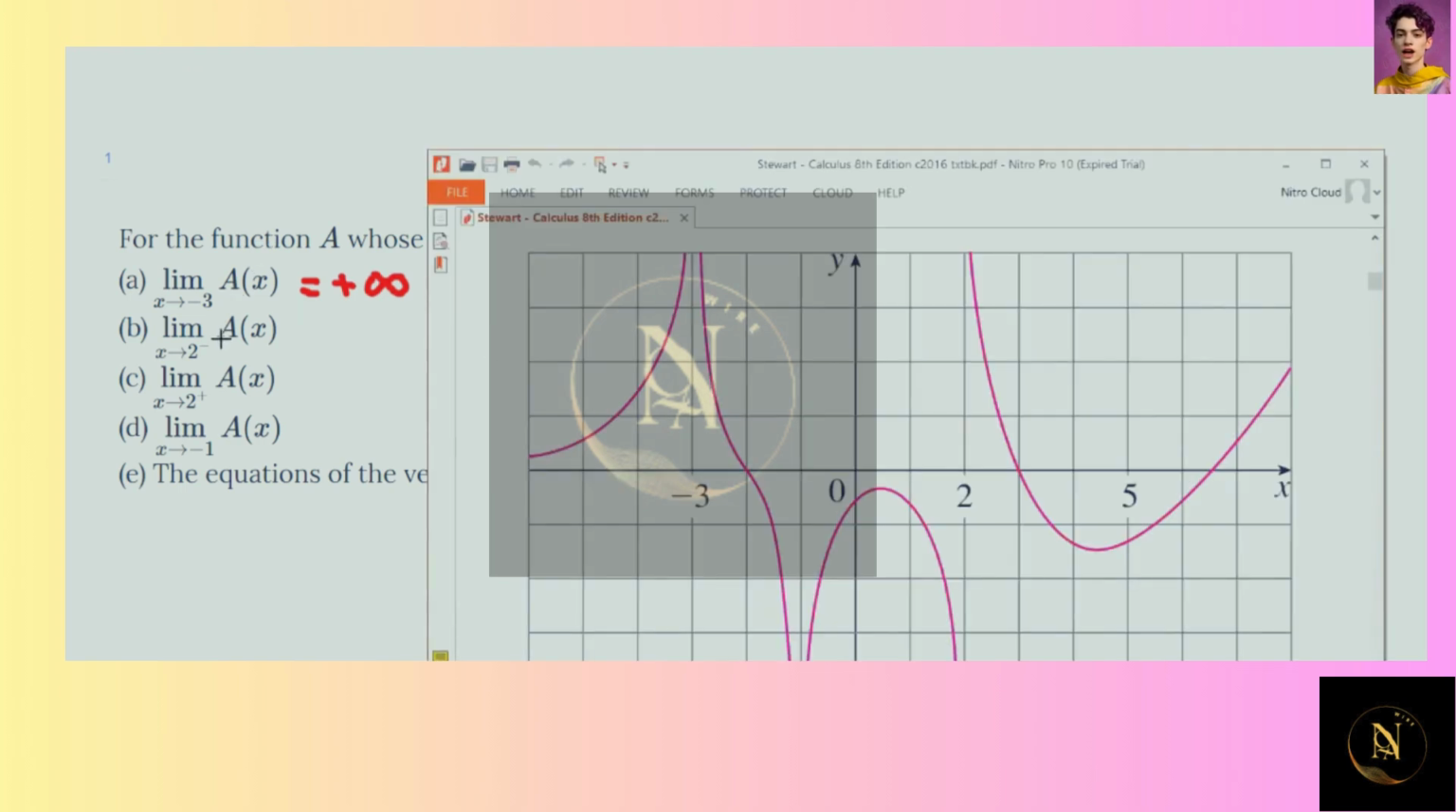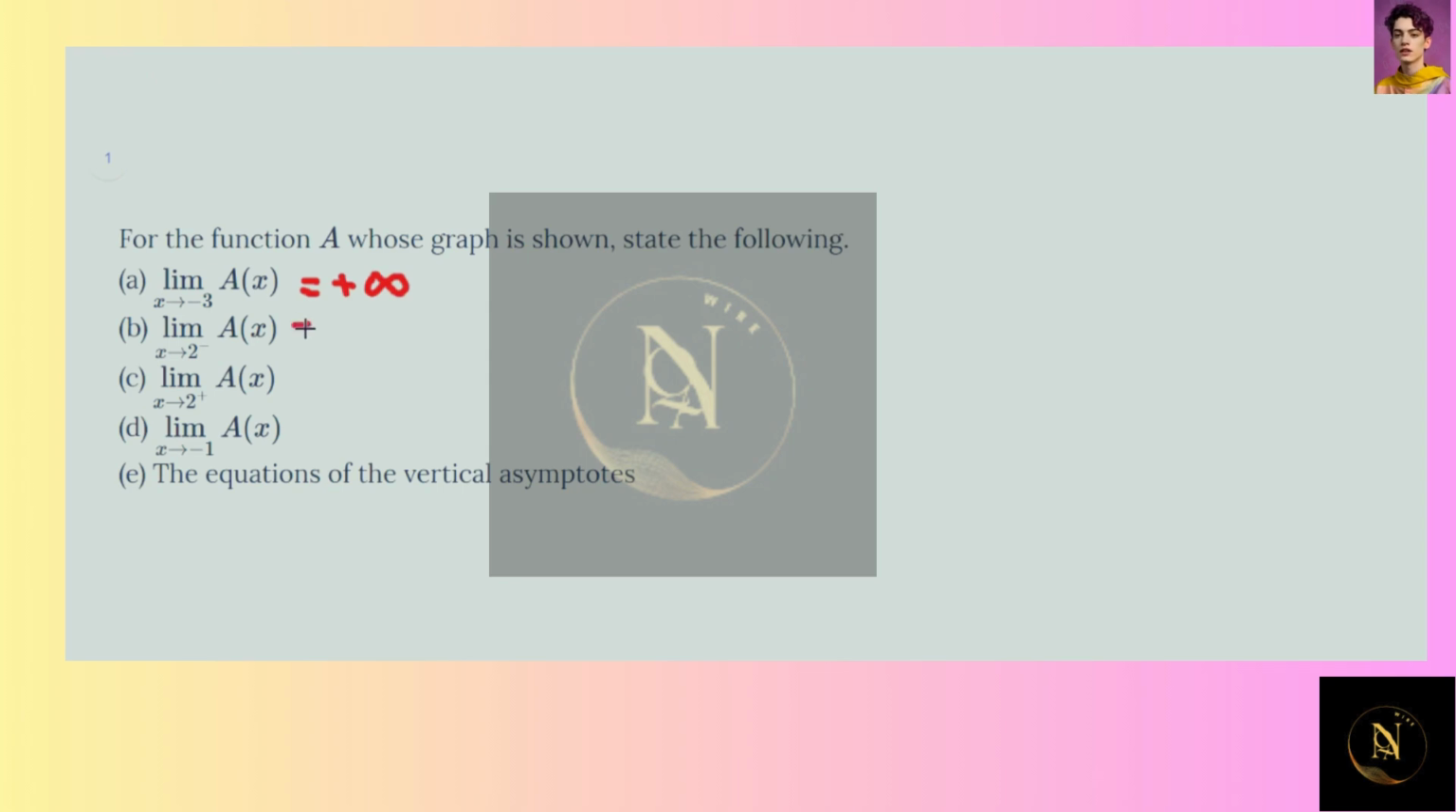For part B, now we're looking at the limit of a as x approaches 2 from the left, positive 2 from the left. So we're looking at positive 2, and we see the function as it gets closer to 2 from the left, approaches a very infinitely small number, or infinitely negative number. So from the left, we see that this limit approaches negative infinity.